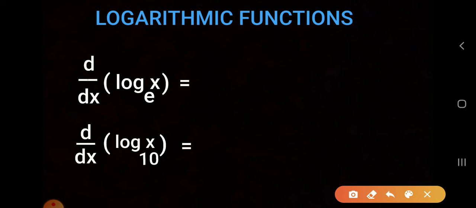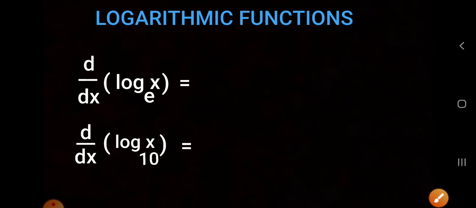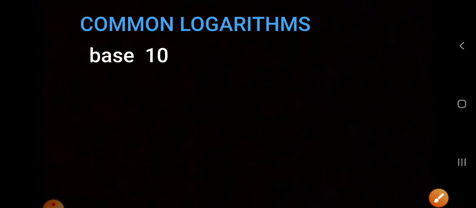Actually, we are in part 2 of the differential equations formulas. Now we will see the logarithmic function formulas. Before going to the logarithmic function formulas, let's touch on the types of logarithms.